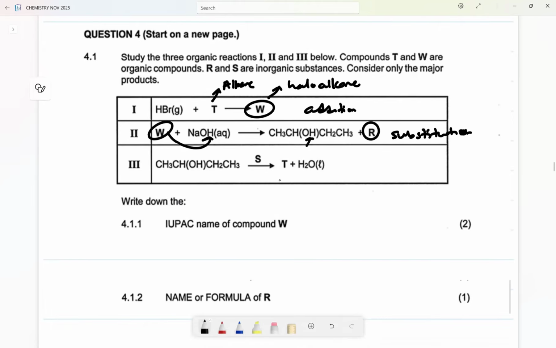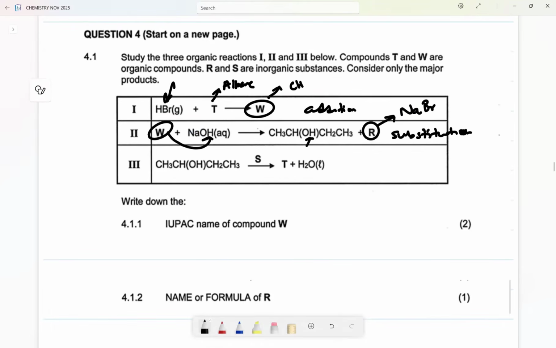R should be now sodium. The sodium here will react with what? With the halogen, because they substituted OH with a halogen. So the halogen was what? Was Br. So this is going to be sodium Br. And now I know the haloalkane that is going to be formed here.